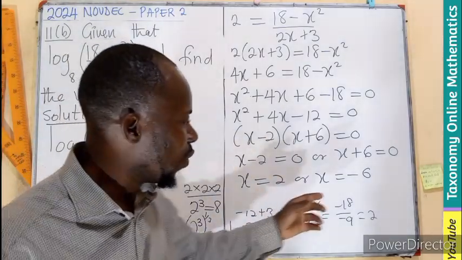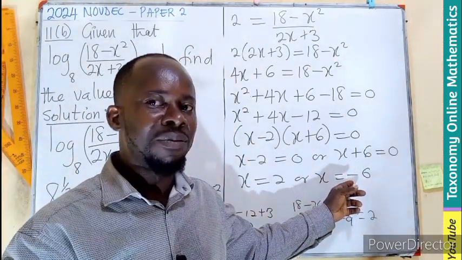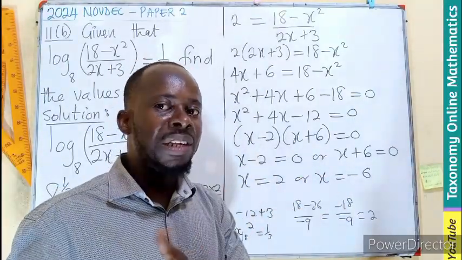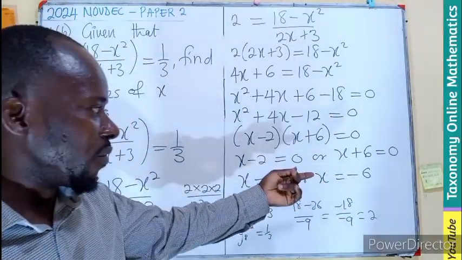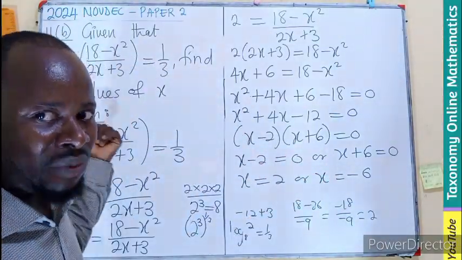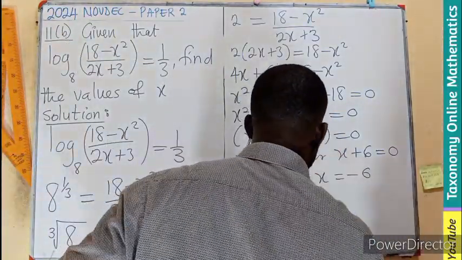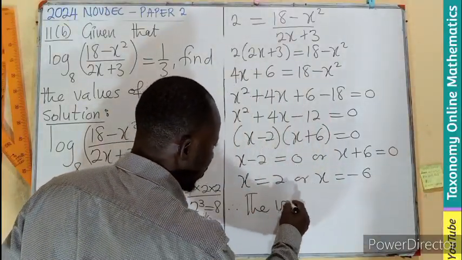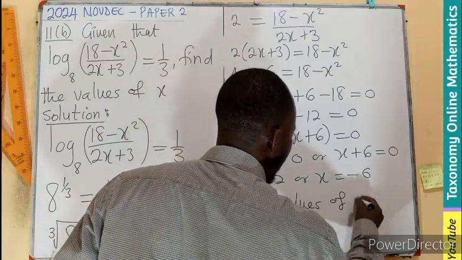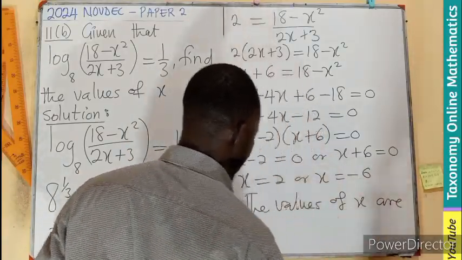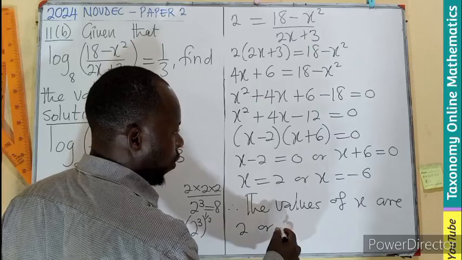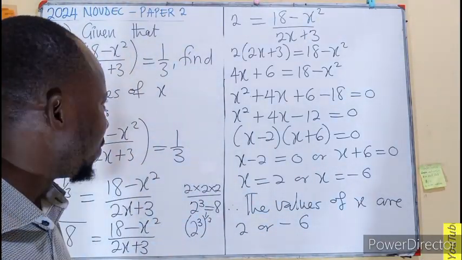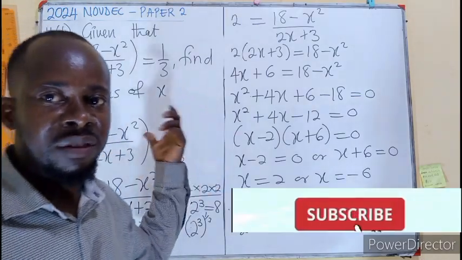So here, even though the x is negative, we are not going to discard it as not being the answer. We know in logarithm we don't deal with negative arguments, but here, the value of x being negative will still make this defined. So I'll only be saying, therefore, the values of x are 2 or minus 6, or 2 and minus 6, or any of them. The two of them will easily give you satisfaction of this.